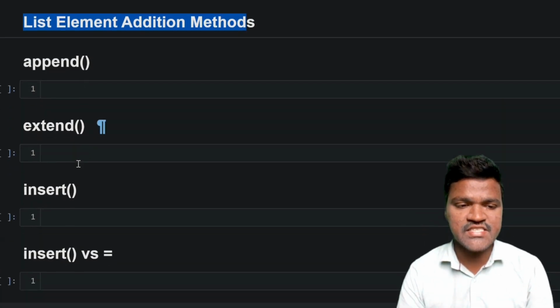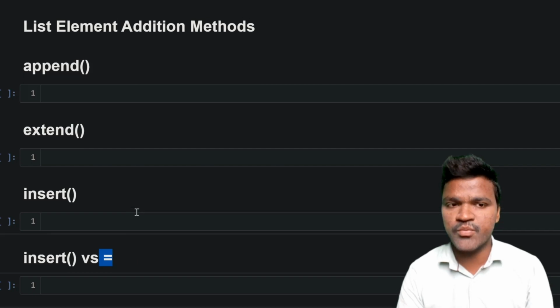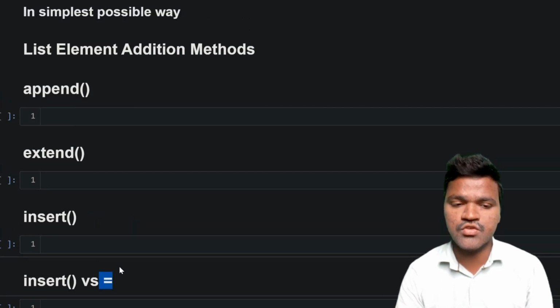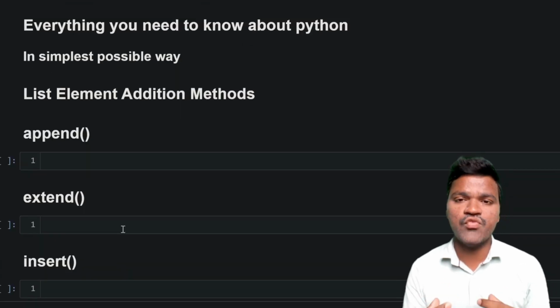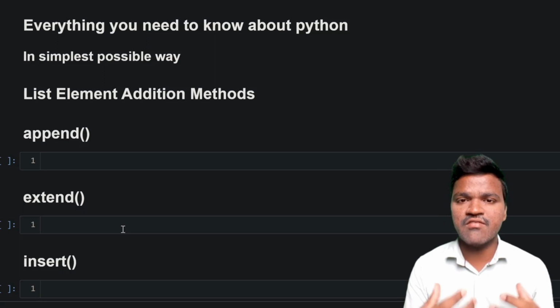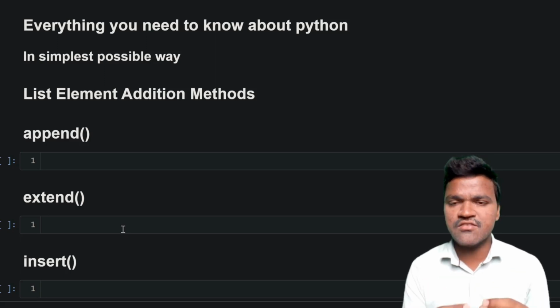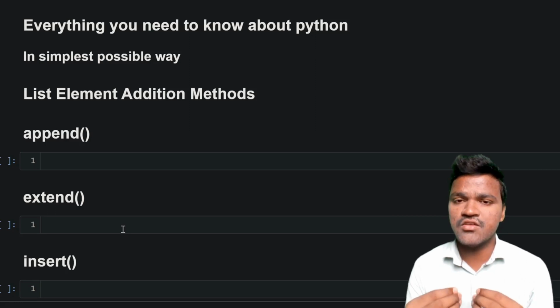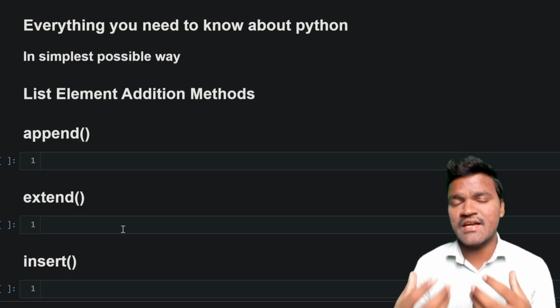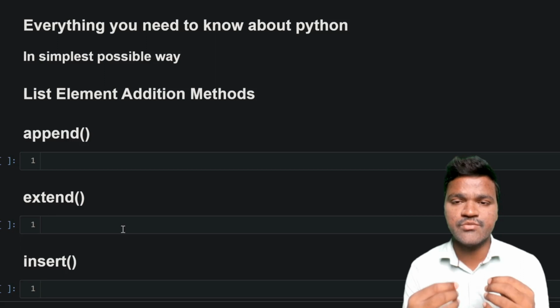One is append, extend, insert, and one more way we can use is this particular is equal to approach. So we will be understanding each of these methods and how we can use them whenever we have requirement. Each of these methods has its own uniqueness and its own usage, right? So let us go ahead and understand one after the other each method.